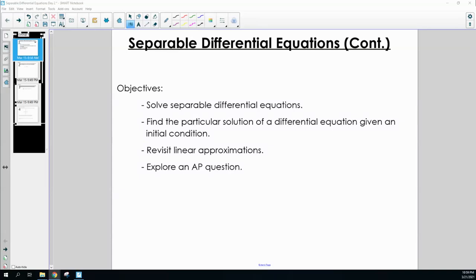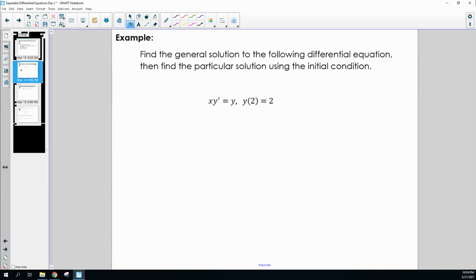In this video, we're just going to go over a couple of other examples with separable differential equations, and then we're going to look at an AP problem. Okay, so here what we want to do is find the general solution to the differential equation, and then we want to find the particular solution using the initial condition.